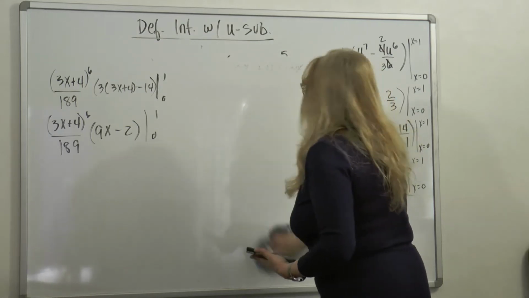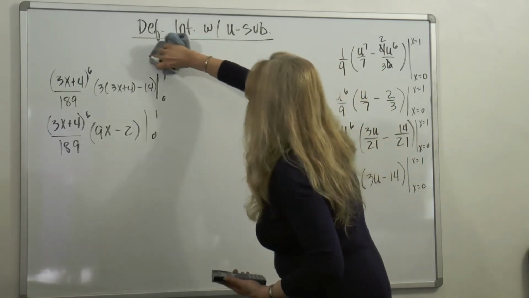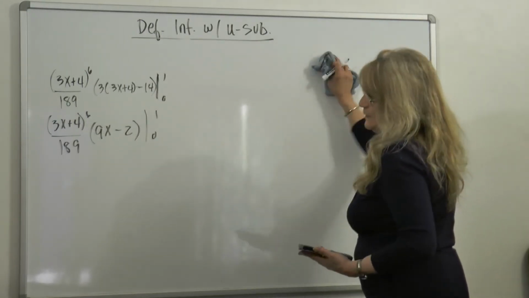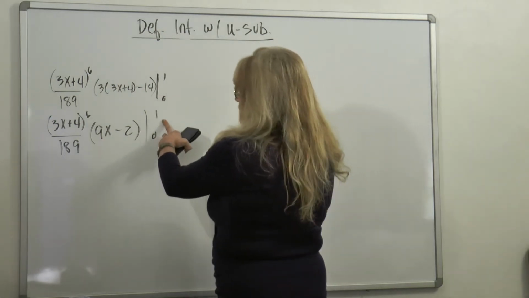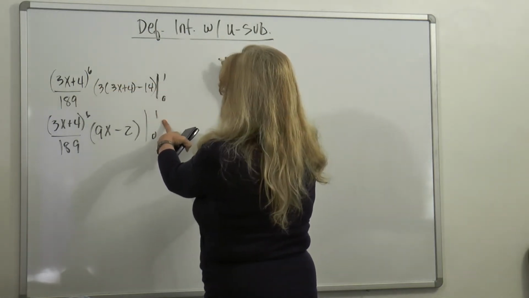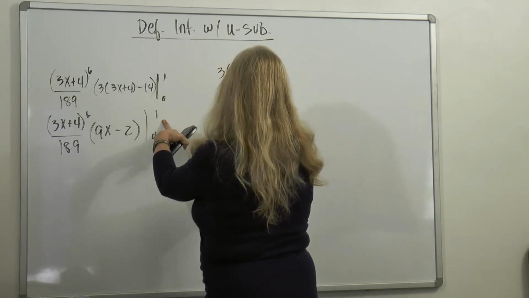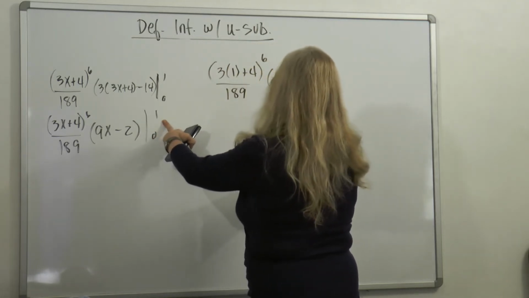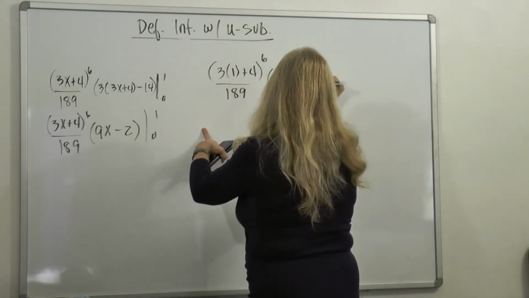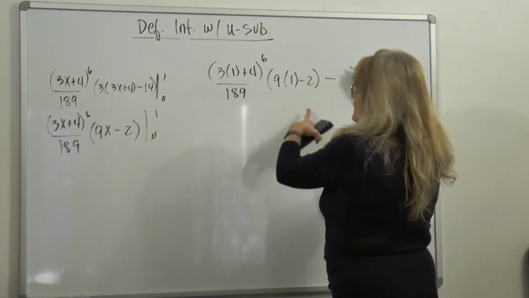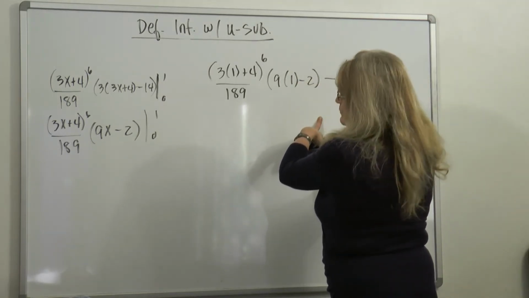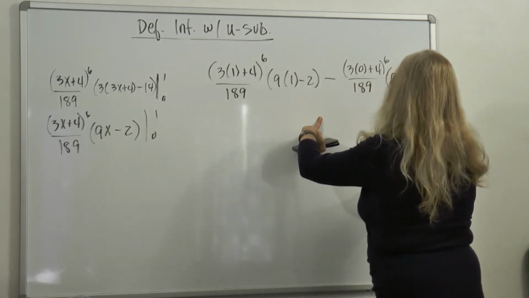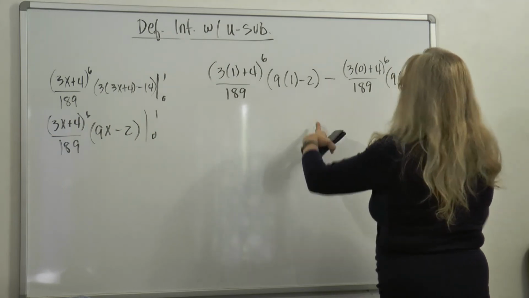Alright, so now we've integrated. We did our u sub, we integrated. All I need to do now is evaluate it at those upper and lower boundaries. So put a 1 in for the x's: (3 times 1 plus 4) to the 6th over 189 times (9 times 1 minus 2), minus (3 times 0 plus 4) to the 6th power over 189 times (9 times 0 minus 2).